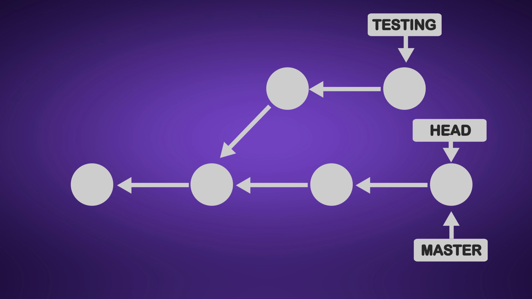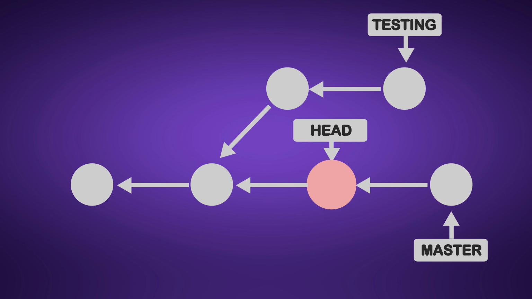The head pointer tells us which branch or commit we are currently on. Normally, head points to the latest commit in a branch. In our project, our head is pointing to the master branch. However, when we check out a specific commit, Git moves its head to point directly to that commit. If we check out a commit that is not the tip of a branch, head points directly to the commit. This is what is known as detached head state.